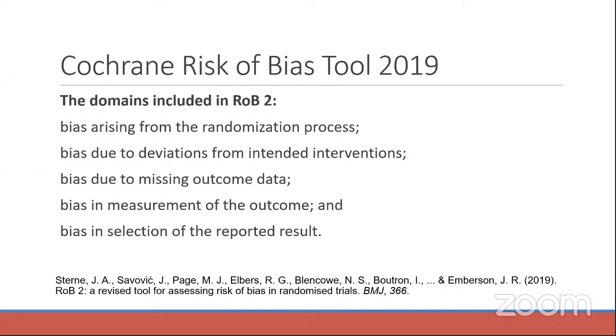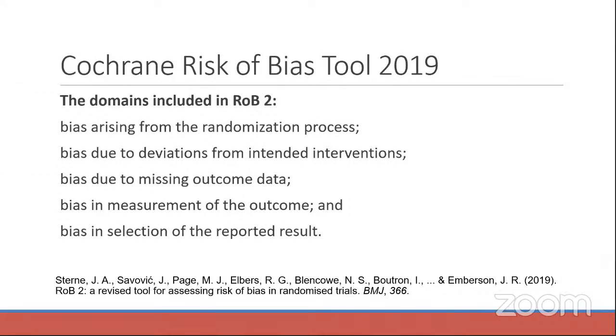Bias due to missing outcome data. For example, some outcome data might be missing because of dropout of the patient, or there might be problems with the intervention. The patient didn't turn up for the follow-up, or sometimes there might be equipment or device failure so that they may not be able to measure the outcome. So these should be looked at as well.